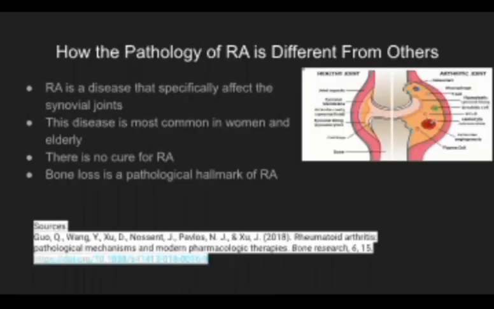RA is a disease that specifically affects the synovial joints. This disease is most common in women and the elderly. There is no cure for RA. Bone loss is a pathological hallmark of RA.